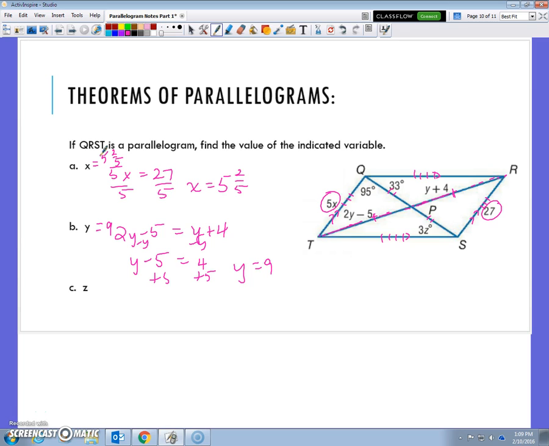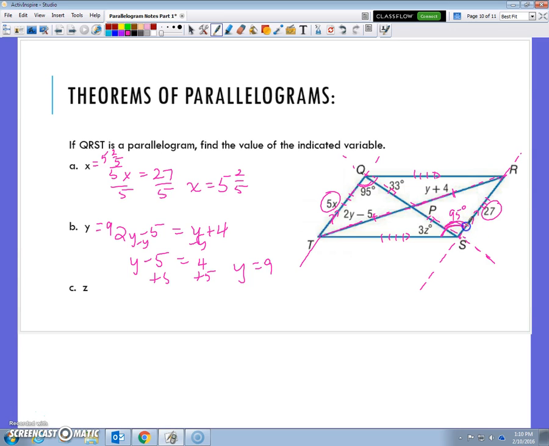And finally, if I need to find z, now z is going to be a little trickier. What I know about z is that this whole angle right here is equal to this whole angle right here. Unfortunately I don't know how much this is, but if I'm looking at these parallel lines, RS and QT, I have a transversal here. And in that transversal, this 95 is an alternate interior angle with this. So I know this is 95 degrees as well.